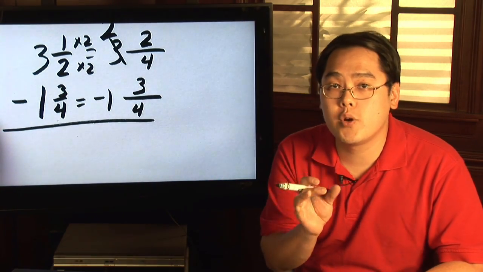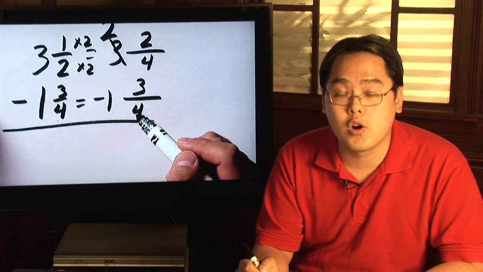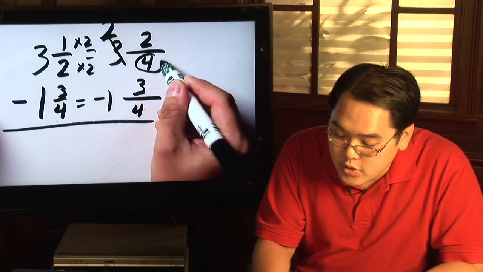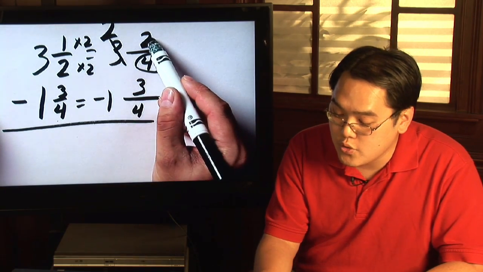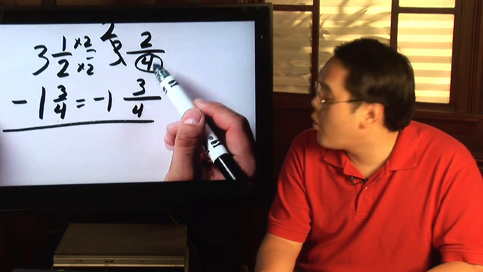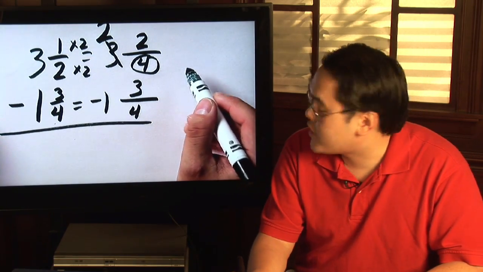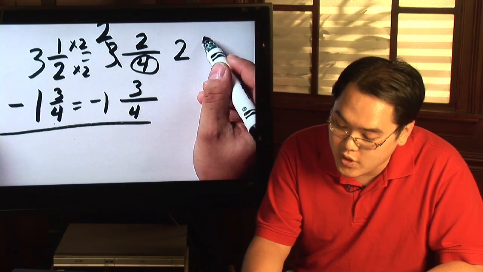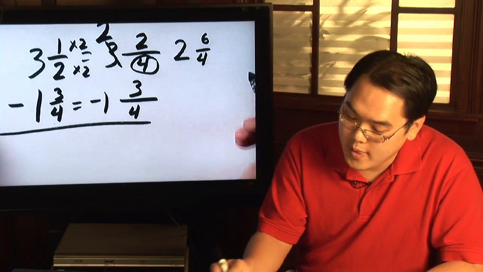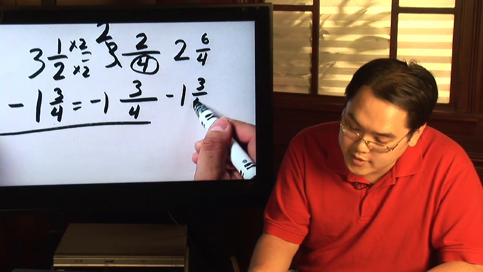Now, this is always going to occur when you have to borrow. The number of pieces that you're borrowing is always going to equal what the denominator is. In other words, the 2 is now adding 4 more to the numerator. So as a result, this new fraction is going to be 2 and 2 plus 4, 6/4, and you're subtracting 1 3/4.